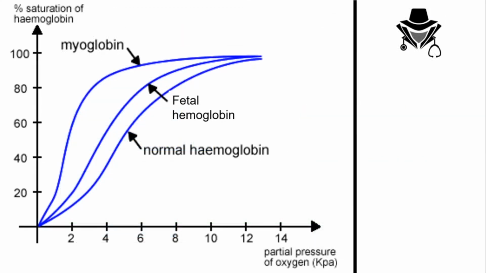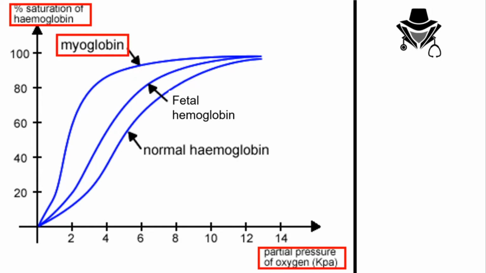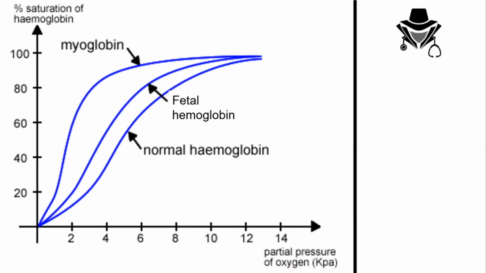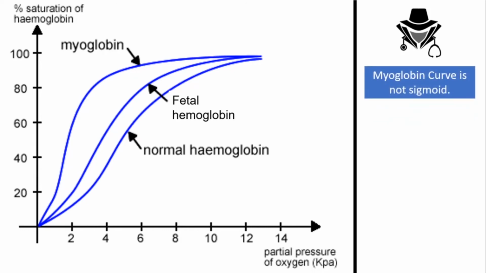Lastly, at the end of this video we want to compare normal hemoglobin, fetal hemoglobin and myoglobin. First, let's introduce you to this diagram. We have the partial pressure of oxygen, here in kPa units. The saturation of hemoglobin is on the y-axis here, for myoglobin, fetal hemoglobin, and normal hemoglobin. First, what we can see is that for myoglobin, the curve is not sigmoid because myoglobin is a monomer and it does not show positive cooperativity.